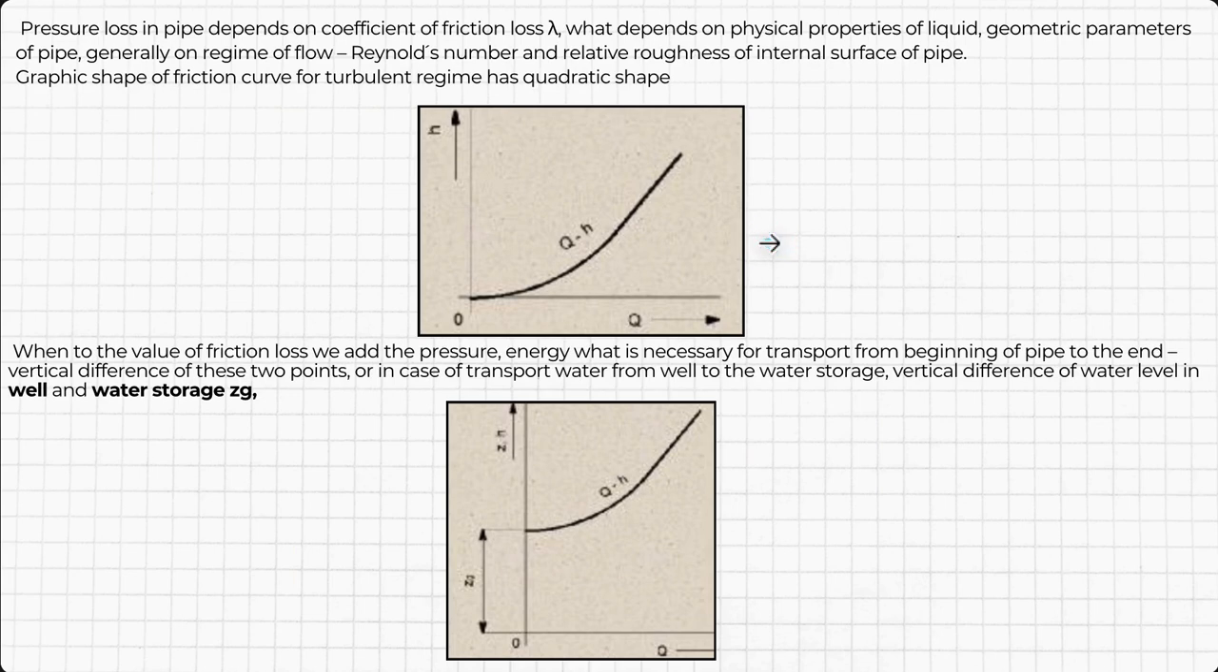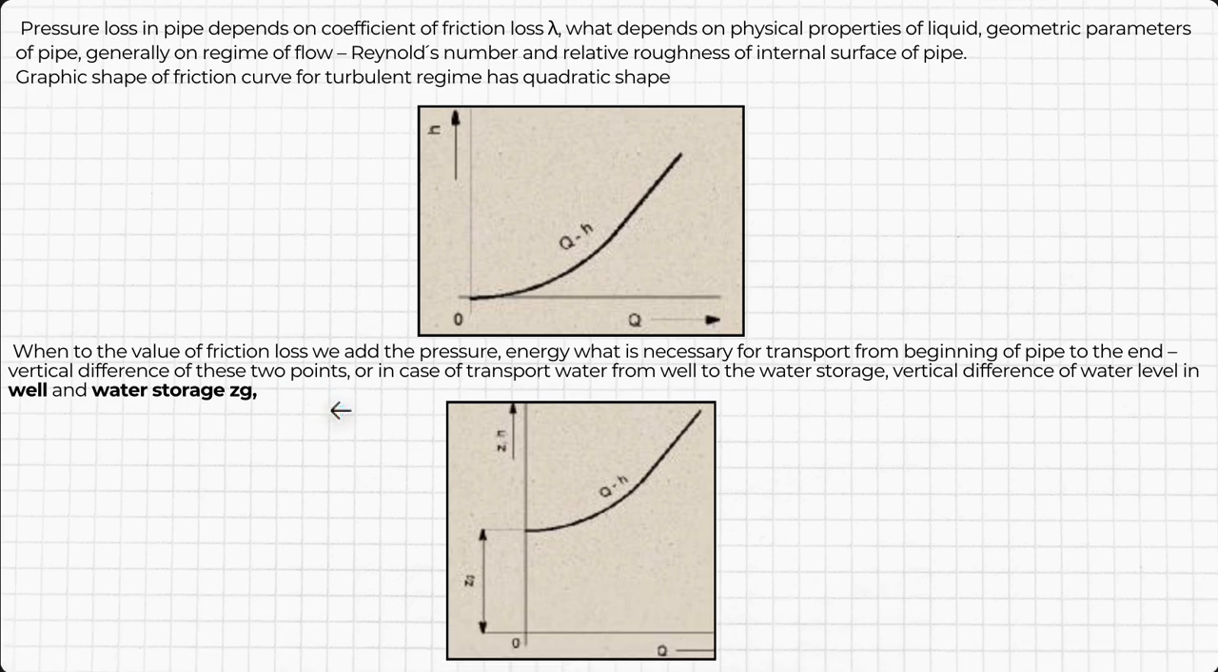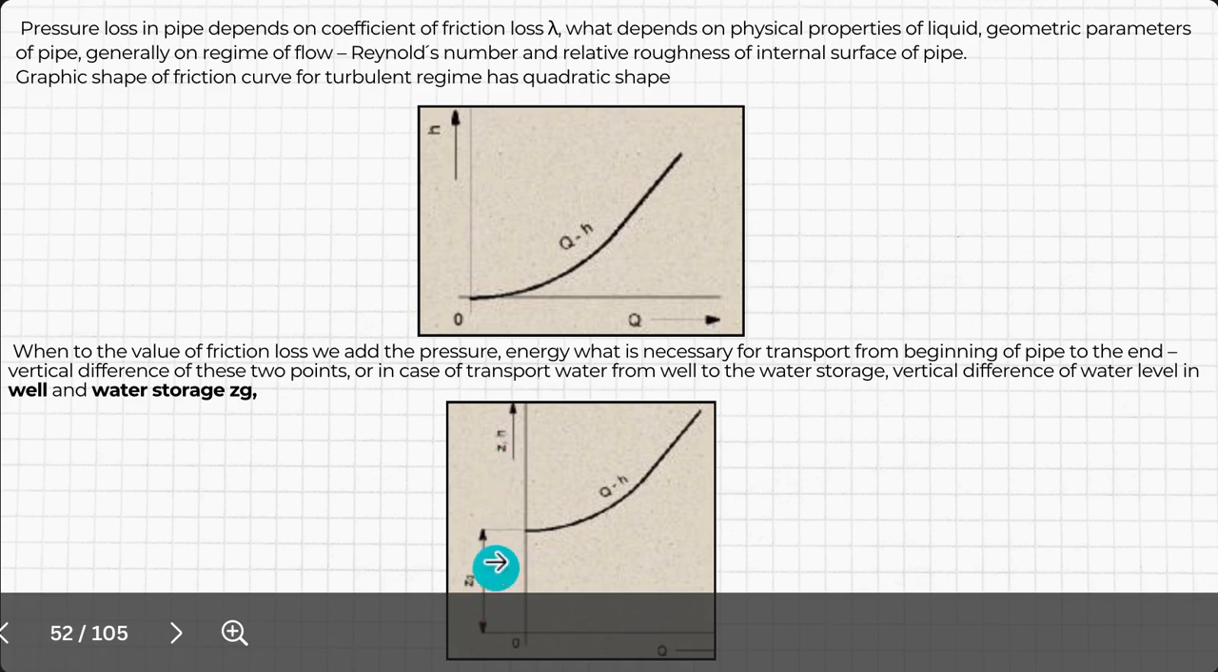Pressure loss in pipe depends on coefficient of friction loss lambda, which depends on physical properties of liquid, geometric parameters of pipe, generally on regime of flow, Reynolds number, and relative roughness of internal surface of the pipe. The graphic shape of friction curve for turbulent regime has this quadratic shape. When to the value of friction loss we add the pressure energy, what is necessary for transport from the beginning of the pipe to the end. So this is my pressure energy. The vertical difference of these 2 points, or in case of transport of water from the well to the water storage, the vertical difference of water level in the well and water storage is ZG. So that's the difference in the elevation we added here in this case.